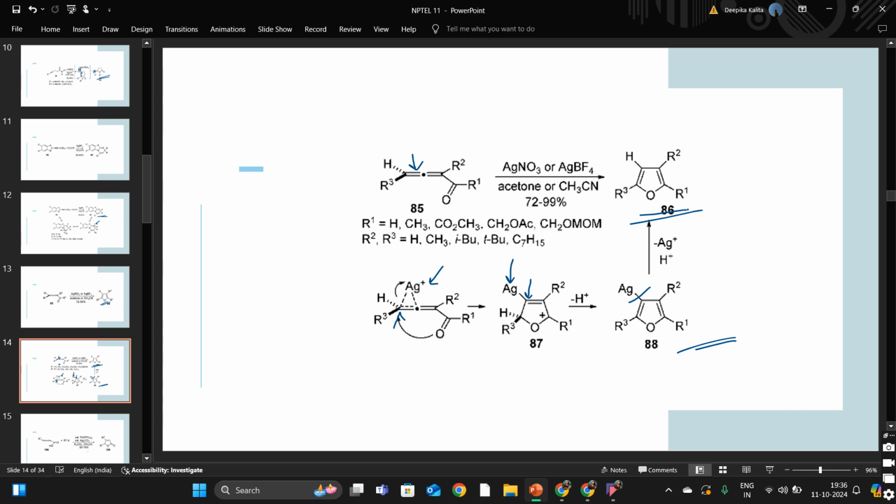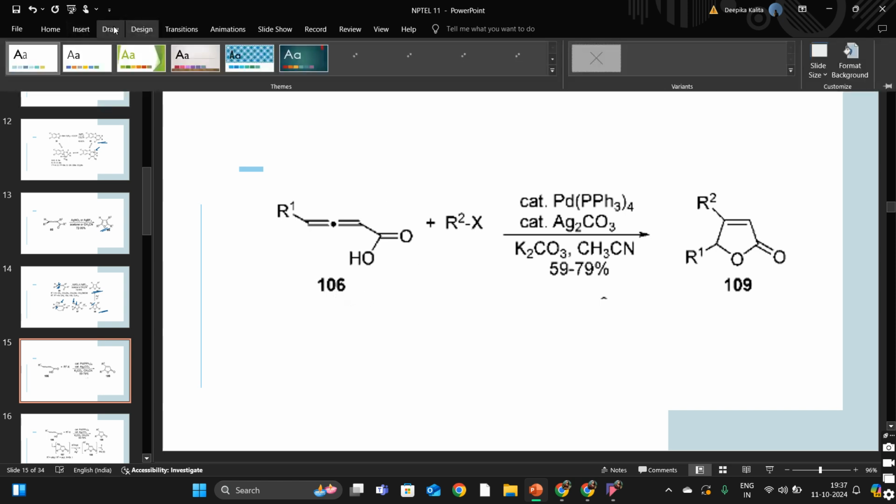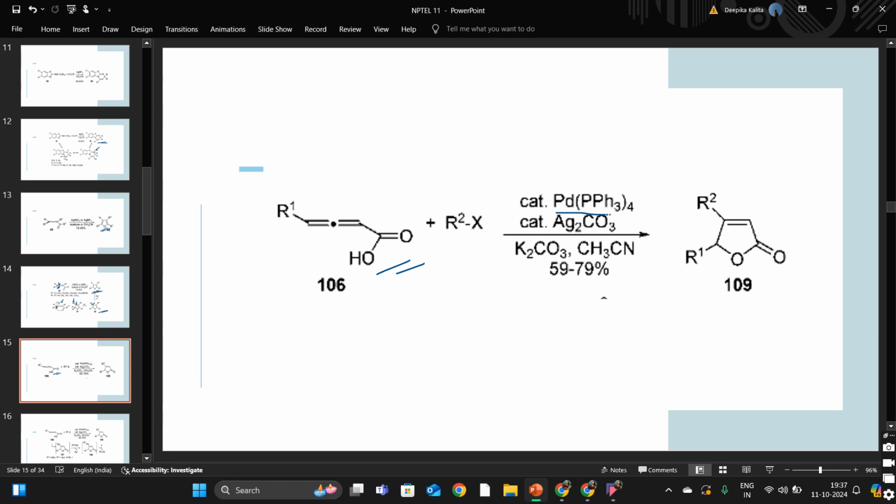So in the allene, as you see, this outer double bond is getting activated, which is leading to the formation of a five membered stable ring as a result of a nucleophilic attack of oxygen on the allene fragment. Okay, so let us move to similar questions. Now we have an alkyl halide which is R2X, and this allenic acid, in presence of palladium catalyst and silver carbonate catalyst. Okay, and the reaction medium, if you see, is slightly basic in presence of K2CO3 base. Okay, and this furanone is going to be the final product.